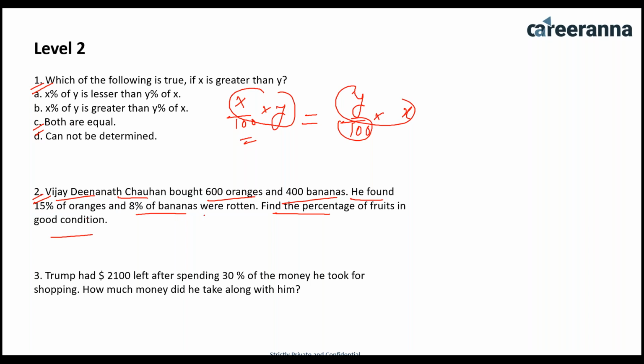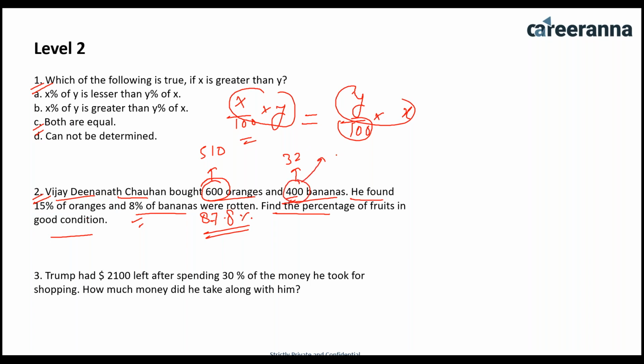Okay, all of you are getting 87.8%. So let us check. Can we do it? 15% of this number, 15 multiplied by 6, right? 90. So I have to remove 90 from this. 510 I am left with. 8% of 400, which is 32. So I have to subtract 32 out of this.